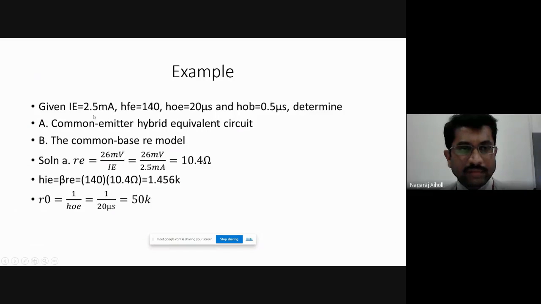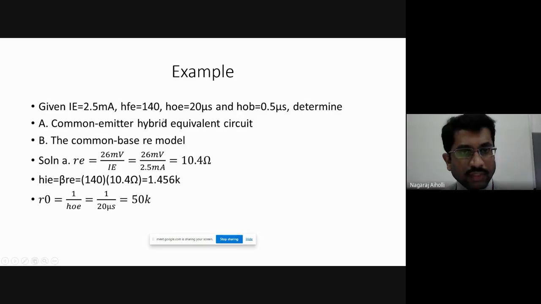In the assignment question, I have slightly changed the values of IE, HFE, HOE, and HOB. But it's a similar problem. So like that, the values can be changed and given. You have to read the question, understand, then write the given data and solve the numericals. So IE is equal to 2.5 milliampere, HFE is equal to 140, HOE is 20 microsiemen, HOB is 0.5 microsiemen.